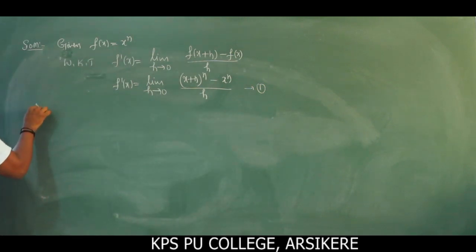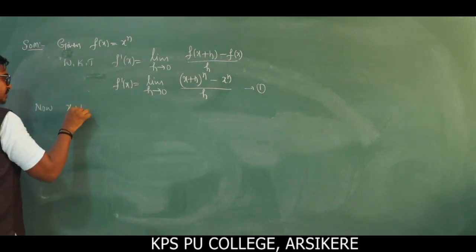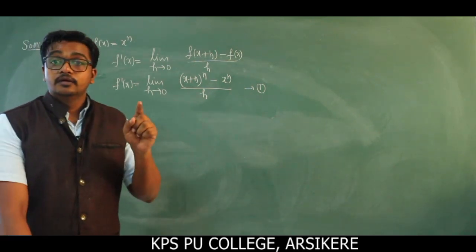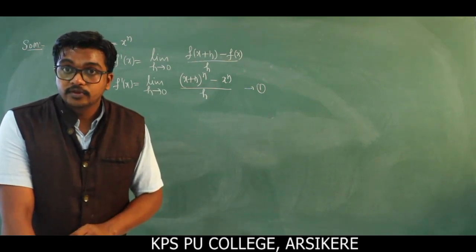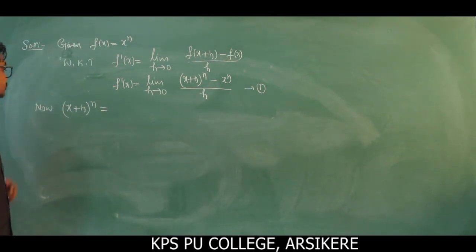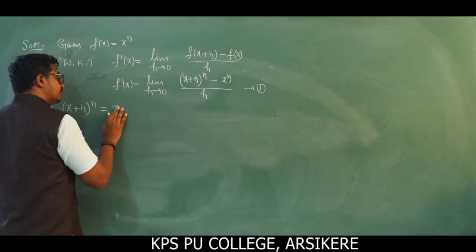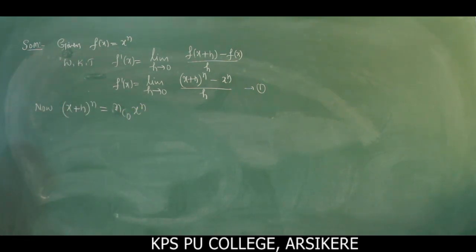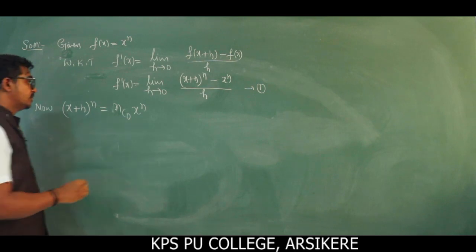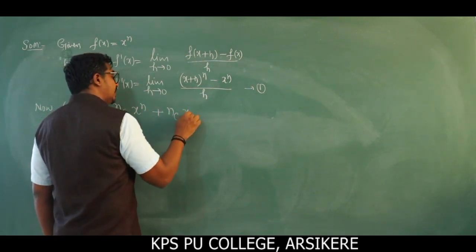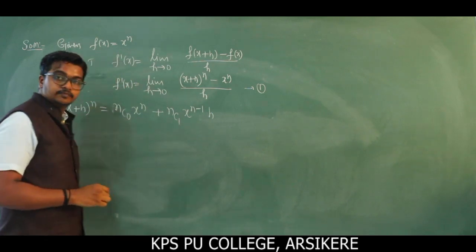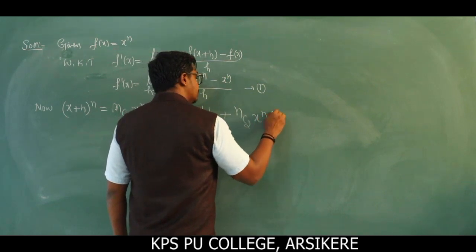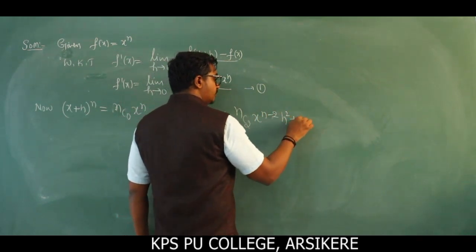Now the expansion of (x plus h) whole power n. Just remember what we discussed in the binomial theorem, (a plus b) whole power n, that continues here. So (x plus h) whole power n becomes x power n, nC0 into x power n into h power 0, so writing h, plus nC1 into x power n minus 1 into h, plus nC2 into x power n minus 2 into h square, plus and so on.